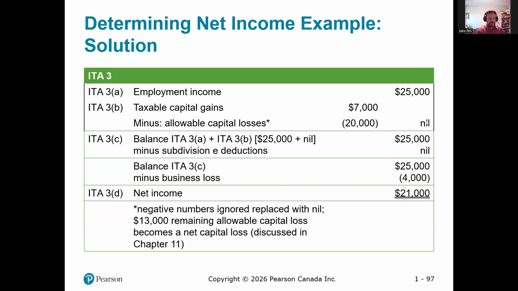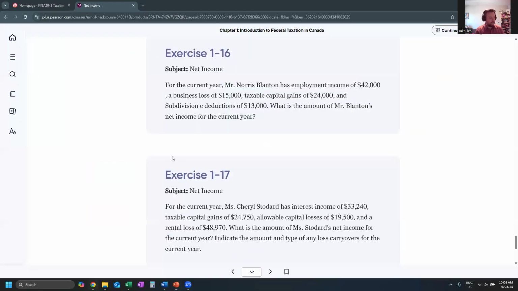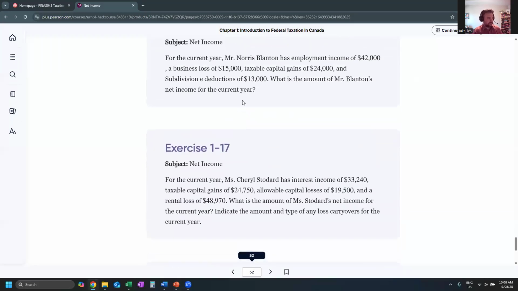So when we add 25,000 plus 0, that's 25,000. We have no subdivision E deductions. We had a business loss of $4,000. So once we get to the next step, that's when we can subtract our 4,000. So our net income is $21,000. So that's the example from the slides. We have 3 exercises to get to, 16, 17, and 18.